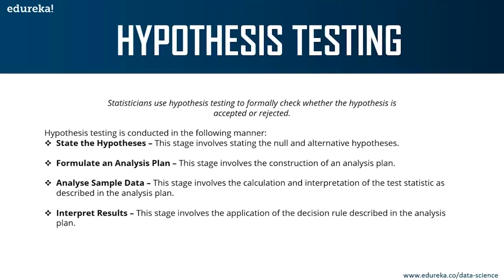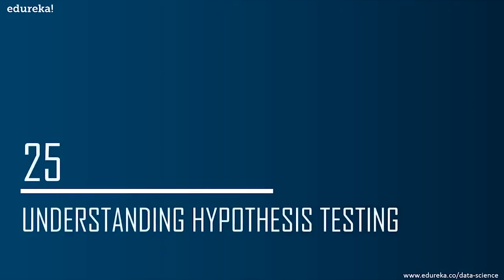Before that, there are a few steps that are followed in hypothesis testing. You begin by stating the null and the alternative hypothesis. All right, I'll tell you what exactly these terms are. And then you formulate an analysis plan. After that, you analyze the sample data. And finally, you interpret the results, right? Now, to understand the entire hypothesis testing, we'll look at a good example.